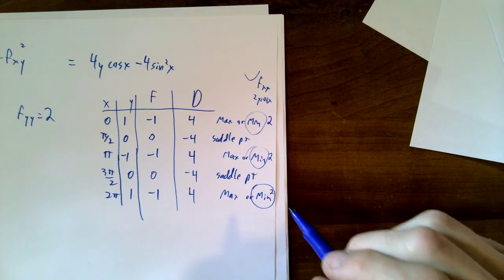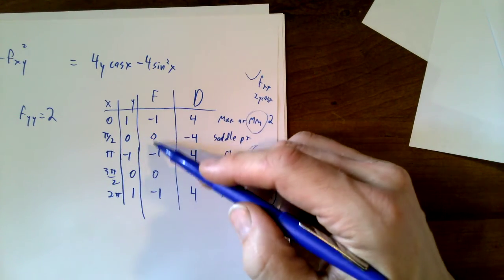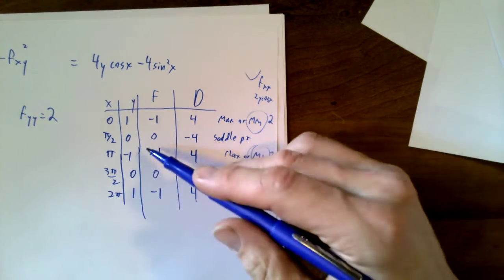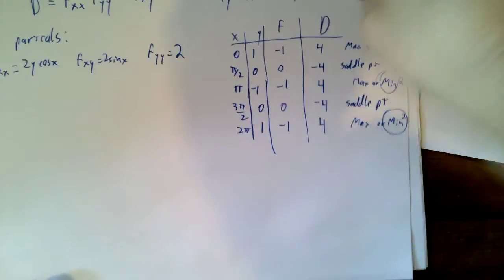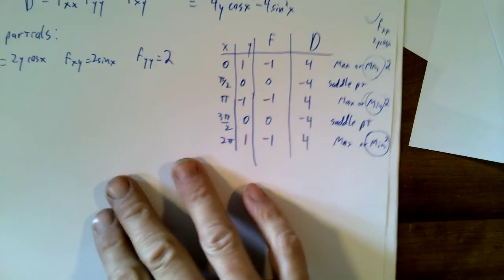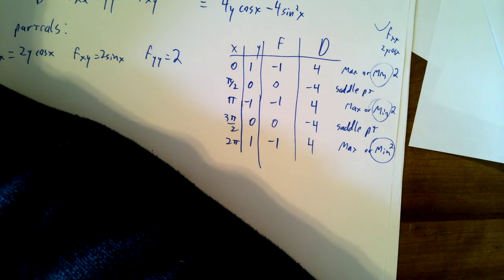I got 3 local mins where the function hits negative 1, and I have 2 saddle points where the function's at 0. I'm going to do one with boundaries and with critical points and boundary values also in a separate video.